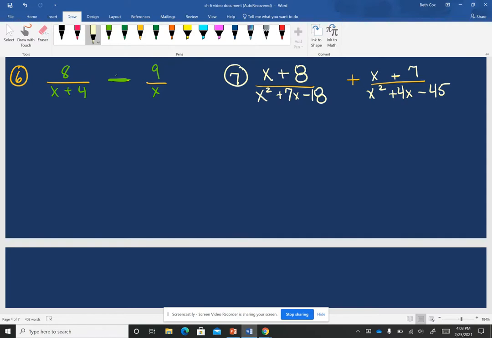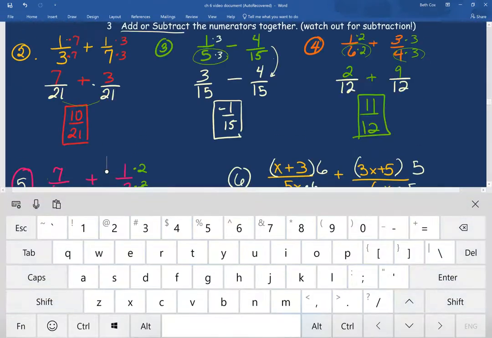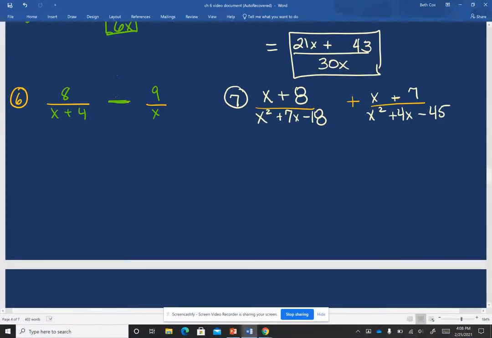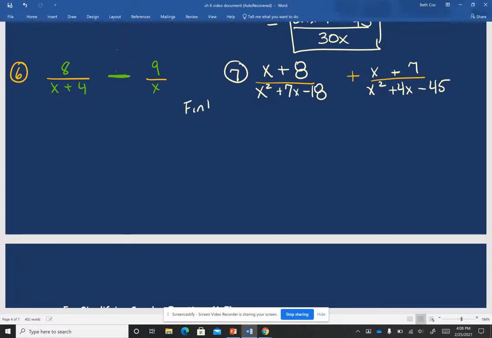Okay, so let me write down my steps. First, I'm going to find my common denominator. And then I'm going to change the numerators by multiplying. And then we're going to combine the numerators. All right, let's see if we can do this without too much trouble.